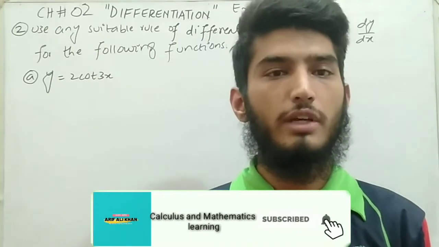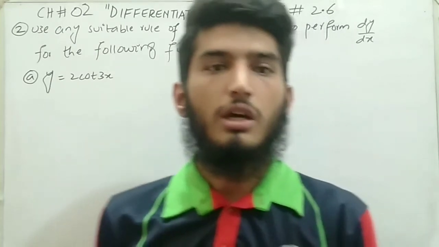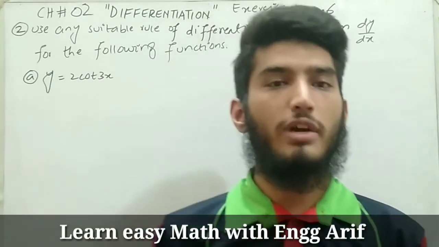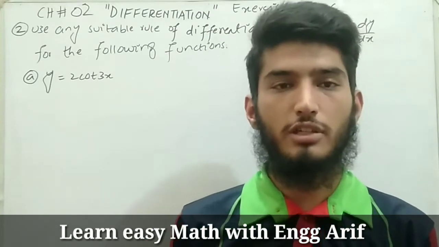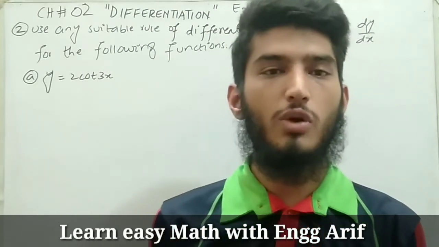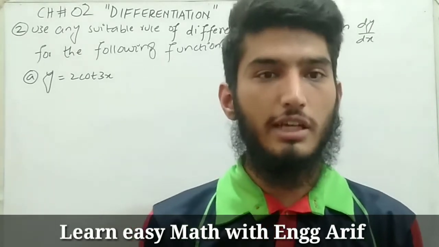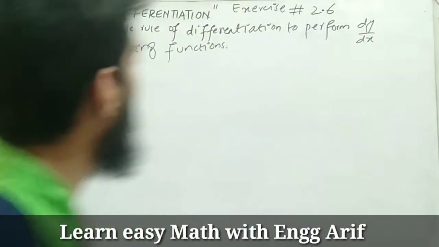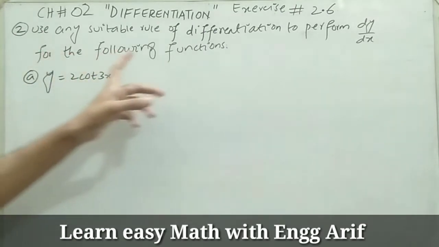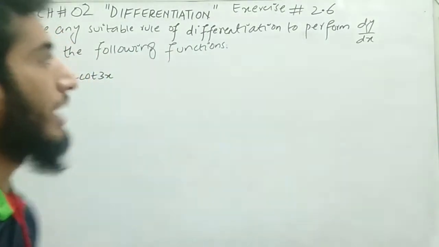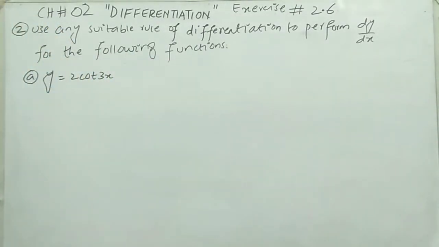In the previous video, we learned question number 1 related with exercise number 2.6 related with chapter number 2 differentiation, FSC part 2 mathematics. In today's video, I am going to solve question number 2 related with the same exercise number 2.6. Let's move toward the question. It tells that to use any suitable rule of differentiation to perform dy by dx for the following function. There are total 8 parts.